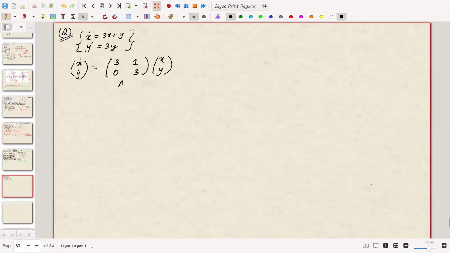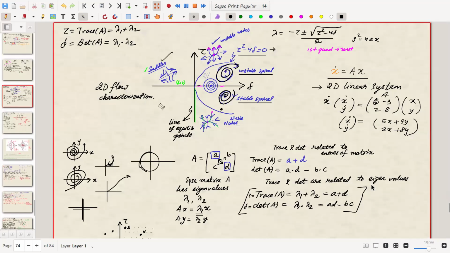Okay, can you tell me what is the trace? This is the matrix A, right? The trace of matrix A is tau. That is 6. What is the determinant of A? 3 into 3 minus 0 into 1, that is 9. So trace is greater than 0 and determinant is greater than 0, so it will lie in the first quadrant. And you know that in the first quadrant, just computing the sign will not help you. You have to find tau square minus 4 delta. Because tau and delta are positive, you have two possibilities. Either it can be unstable nodes or it can be unstable spirals.